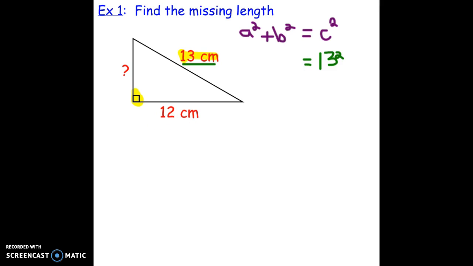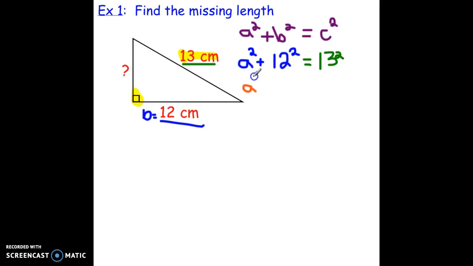For this 12 centimeter side, it doesn't matter if we let this be side A or side B. It will work out the same way either way. So I'm going to go ahead and put in an a squared and let this 12 centimeter side be side B. So I've got a squared plus 12 squared equals 13 squared. Just like we did yesterday, order of operations, we need to do our exponents first.